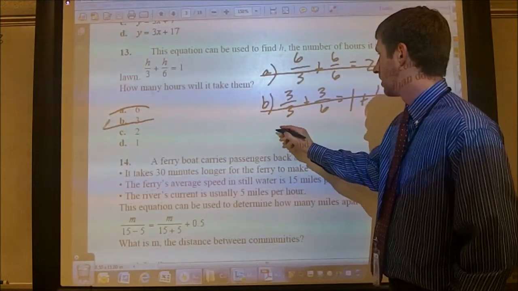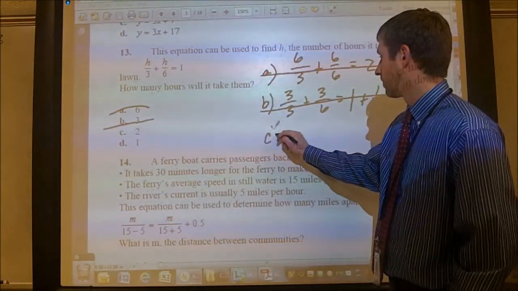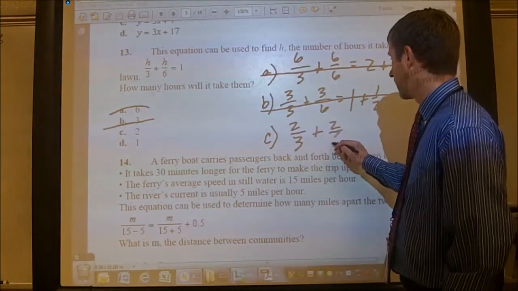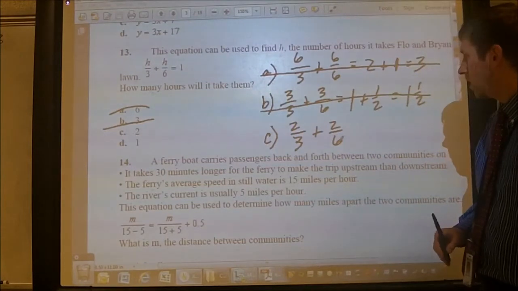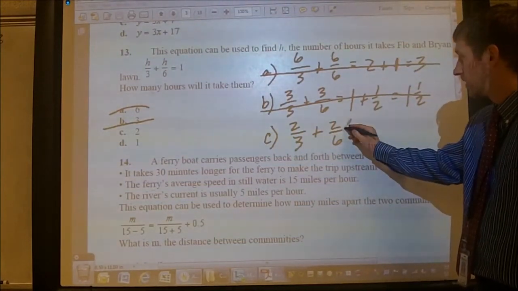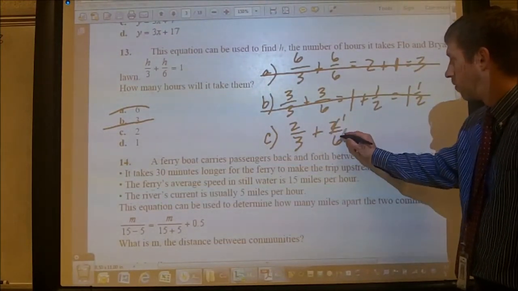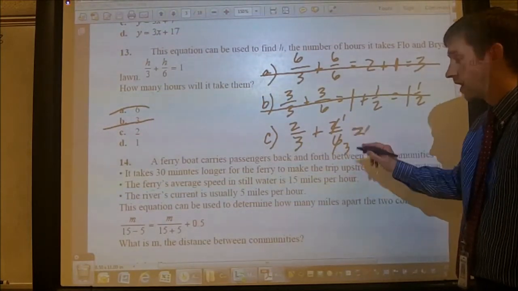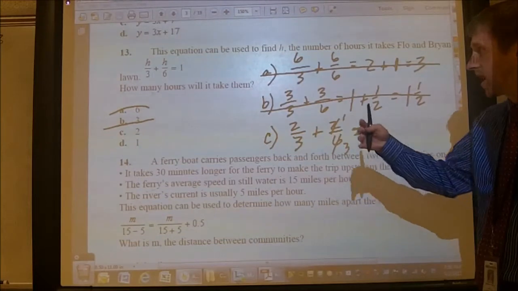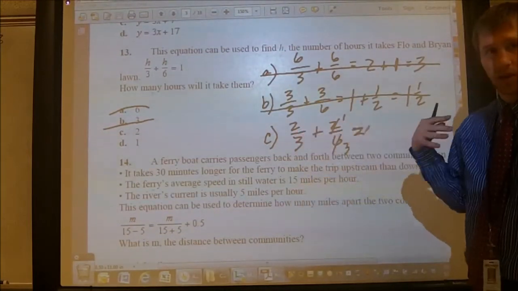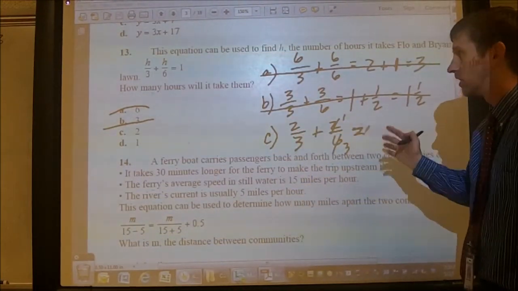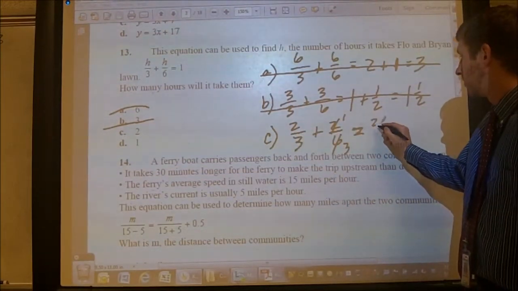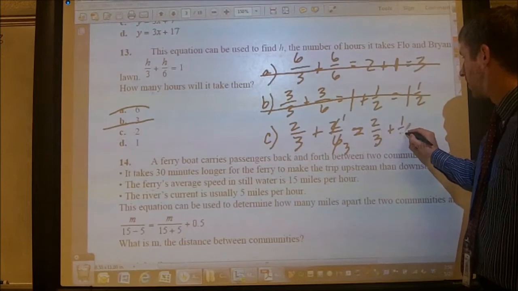Try C. We've got 2 over 3 plus 2 over 6. Okay? 2 over 6 actually reduces to 1 over 3. I'll remind you, again, you have a calculator, right? You can use a calculator, so if you're not great with fractions, in this case where you're plugging in, you could be using your calculator to do this and change things to decimals, that's fine. So now we have 2 over 3 plus 1/3.